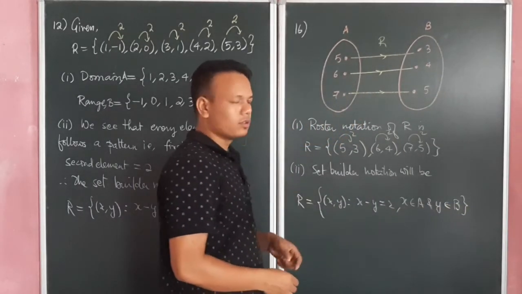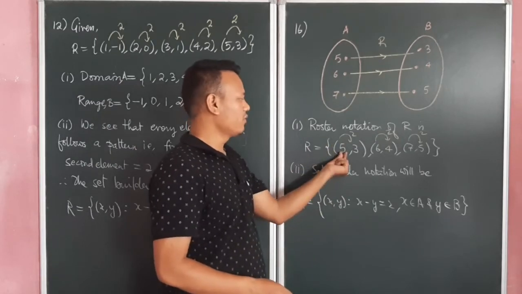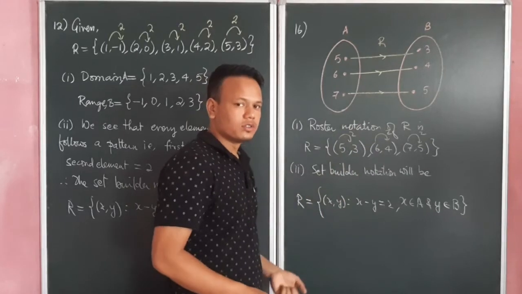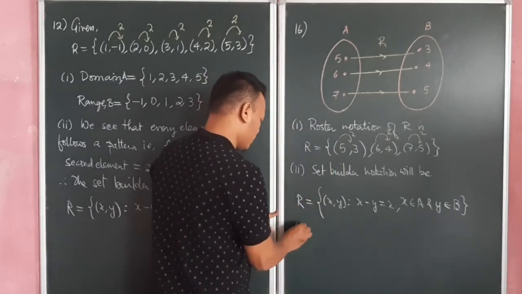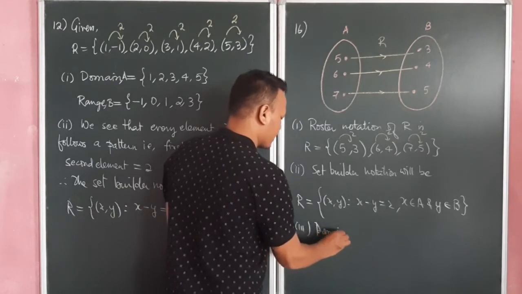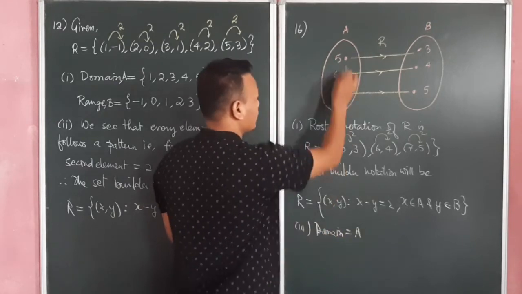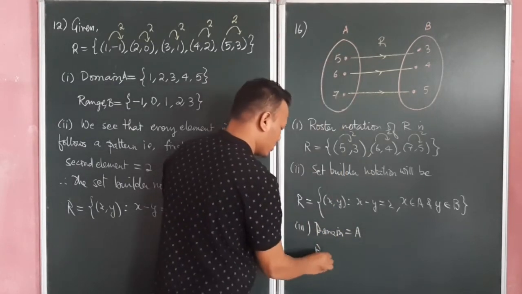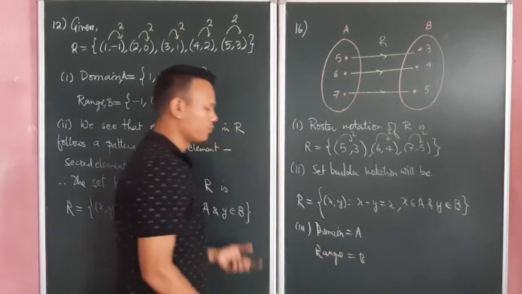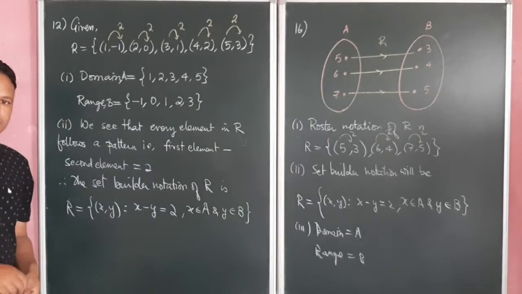Now at last you need to write the domain and range. So domain will be 5, 6, 7, the first set, and the second set gives you the range. Alright, so number 3, domain is the first set, isn't it? And range is the second set, that is B. Alright, so pause the video and note it down.